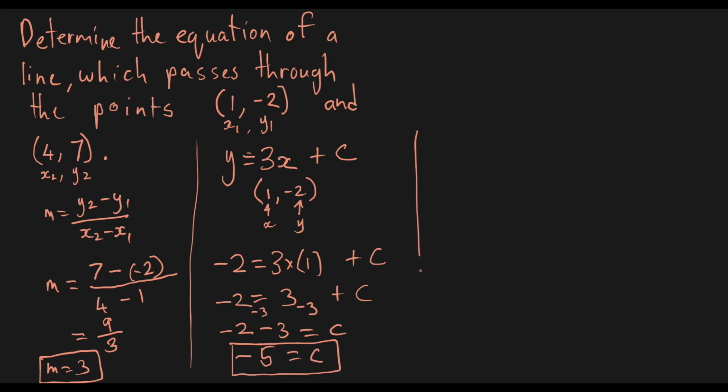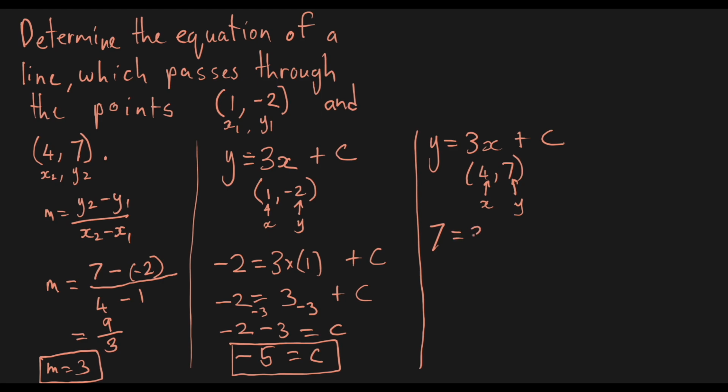Even if I was to use the other one, I would get the same result. y = 3x + c. Let's use these coordinates. Then we will have (4, 7). So this one represents x. This one represents y. So we'll say y, replace that y with 7.